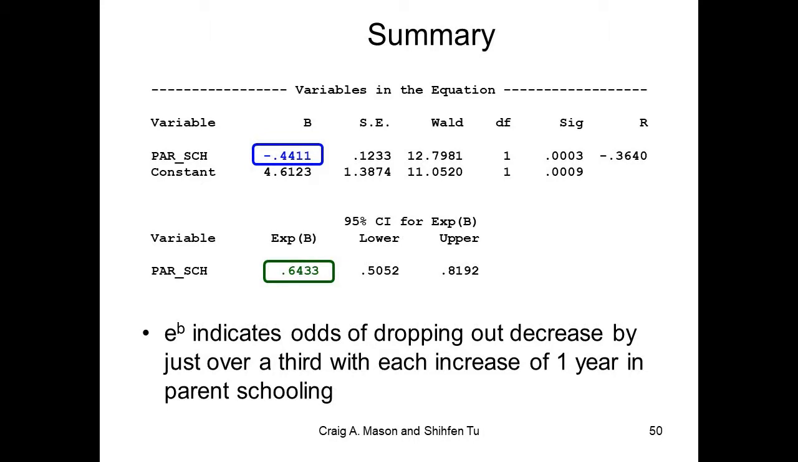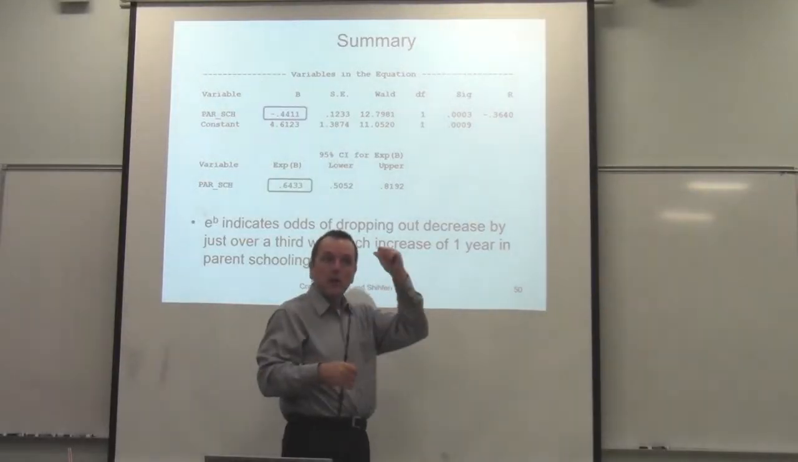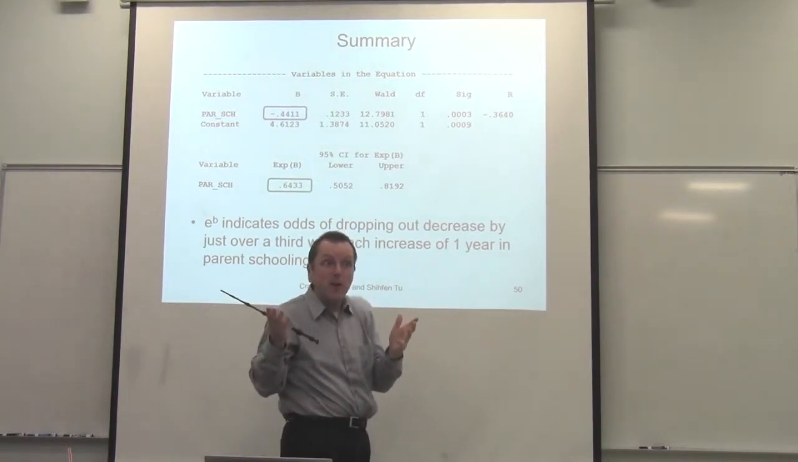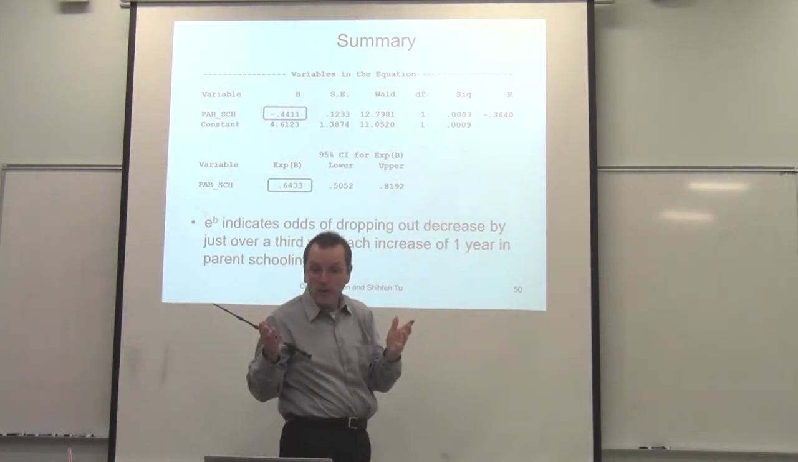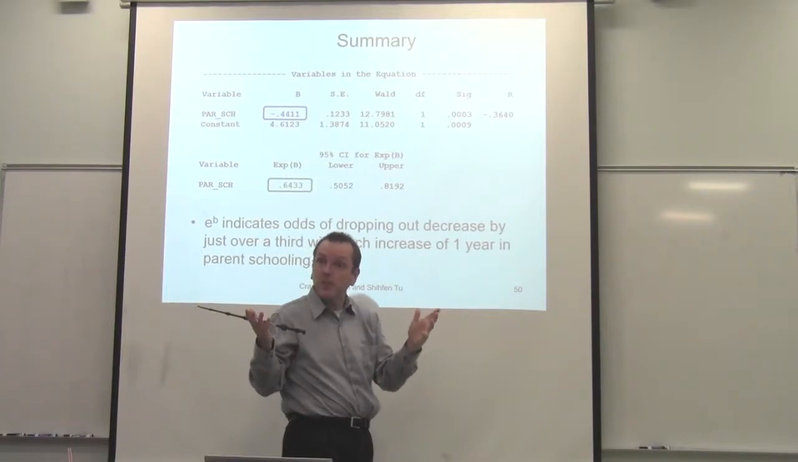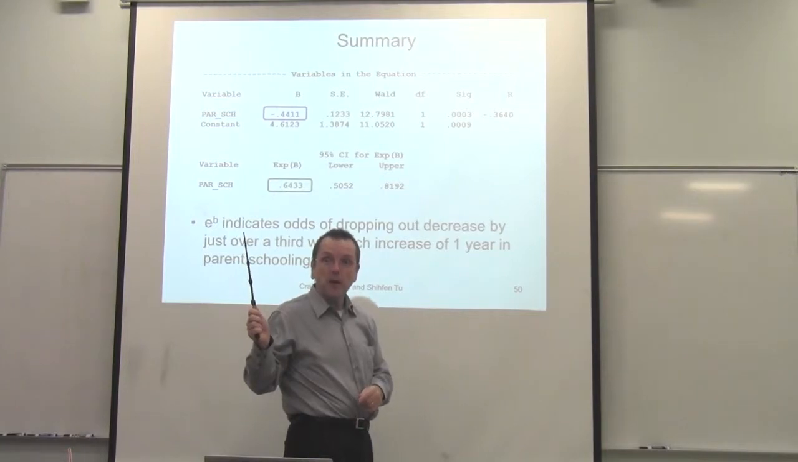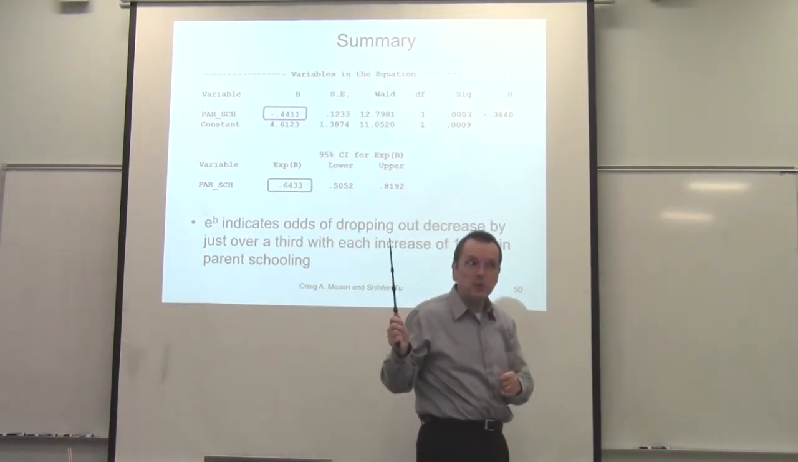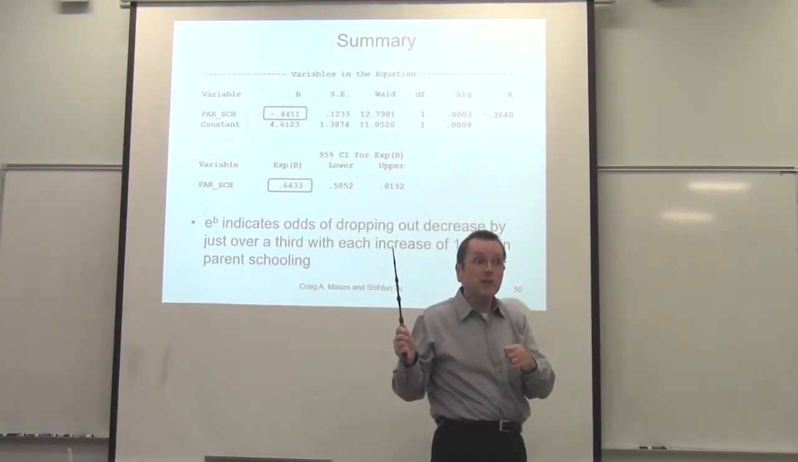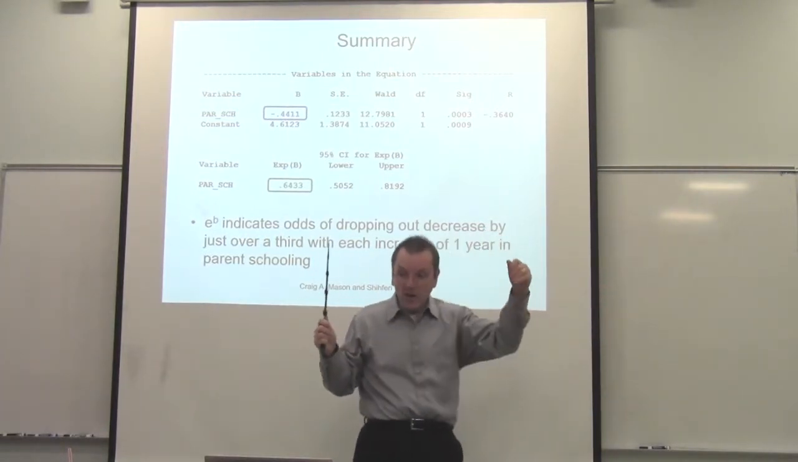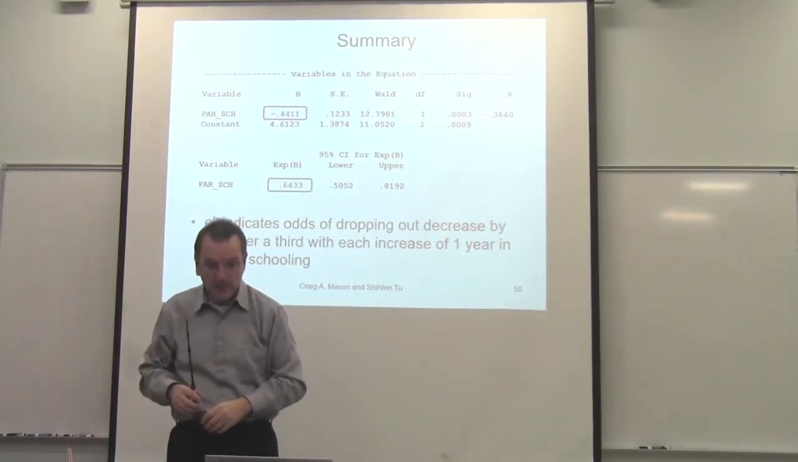So that indicates for every year increase in parent schooling, the odds of dropping out are 0.64 what they were the previous year. So they're going down by about 1 minus 0.64, about 36%, right about a third. Whatever the odds were, it's gone down to 0.64. Then in another year of schooling, it goes down by another factor of 0.64, and another, with each year.